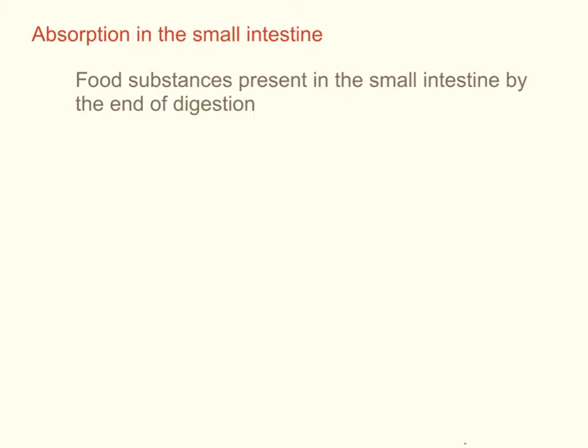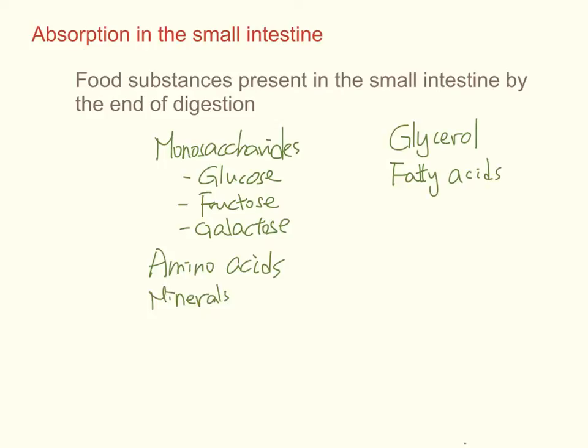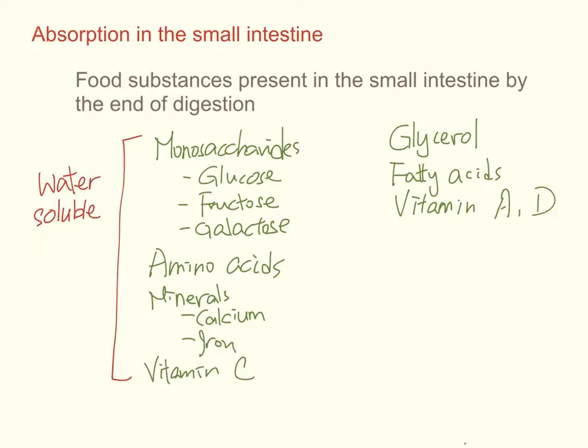In this video, we're going to look at absorption in the small intestine. After digestion, this is a list of food substances that you have in your intestine. You've got some glucose and fructose and galactose, which are monosaccharides. You've got some amino acids, glycerol, fatty acids, minerals, including calcium and iron, and also some vitamins, like vitamin A, vitamin D, and vitamin C. The list here is water-soluble, while those on this side are lipid-soluble.